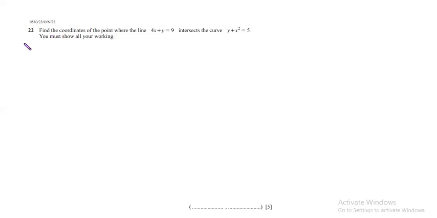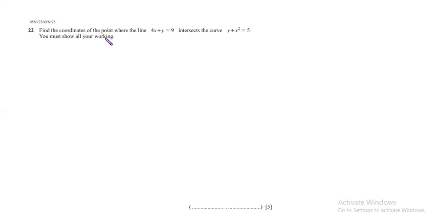In this question that is given to us, we are supposed to find the coordinates of the point where this line, which is 4x plus y, intersects the curve y plus x squared is equal to 5. You must show all your working.